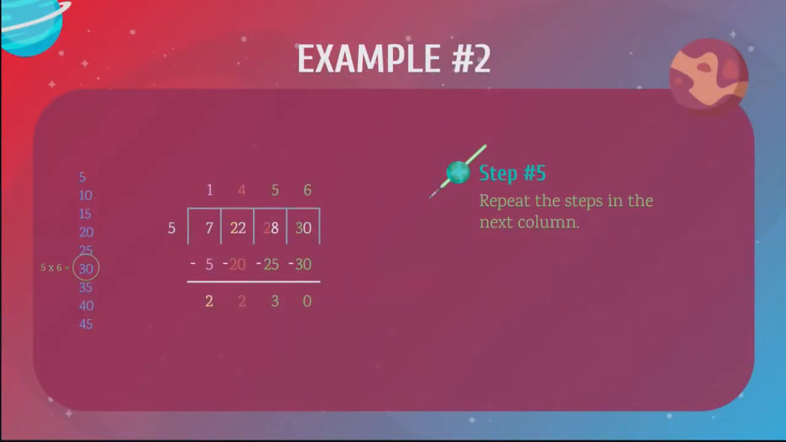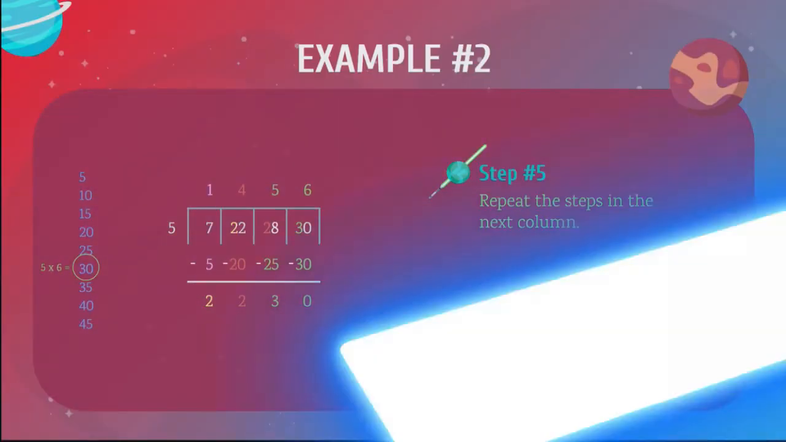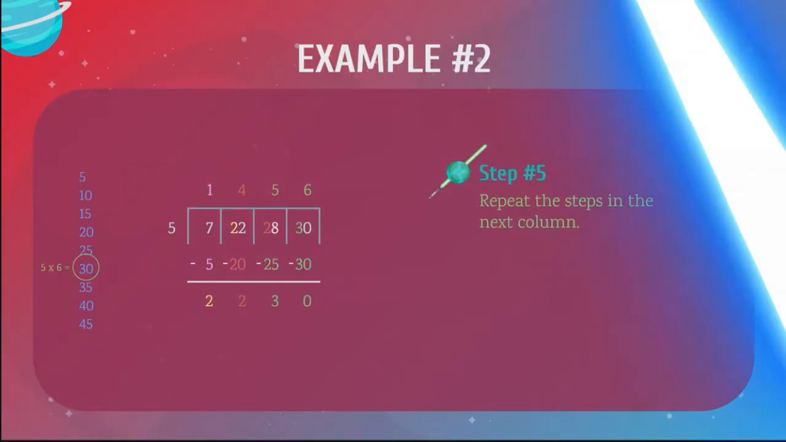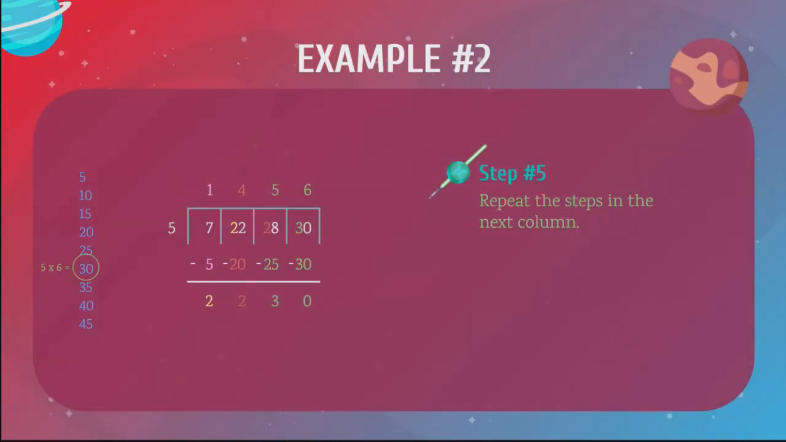Now, let me back up here and just point out again that all the numbers that we subtract come from our secret to success. 5, 20, 25, 30, those are all on the list. 1, 4, 5, 6, those are all the numbers that we multiplied over here on the left to get our secret to success. Right? So the only numbers that you will be using come from the secret to success. And then any number that is subtracted just gets brought up.